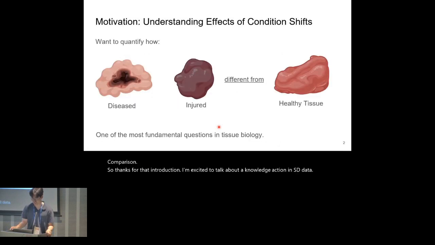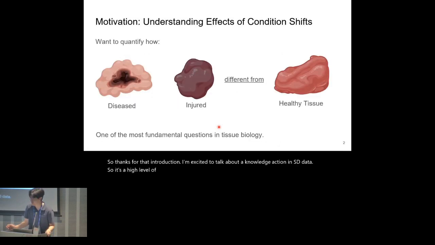So it's a high-level motivation. One of the most fundamental questions you can ask in tissue biology is trying to understand how tissues that undergo some perturbation, whether that be disease or injury, are somehow different from some healthy reference condition tissue.